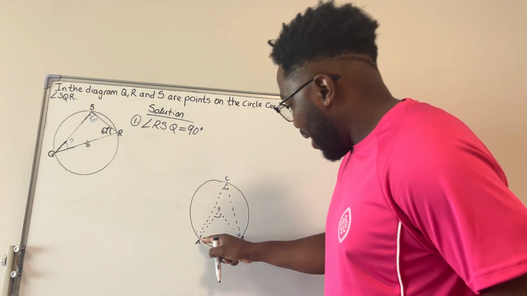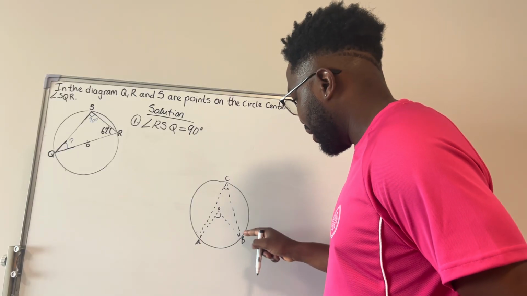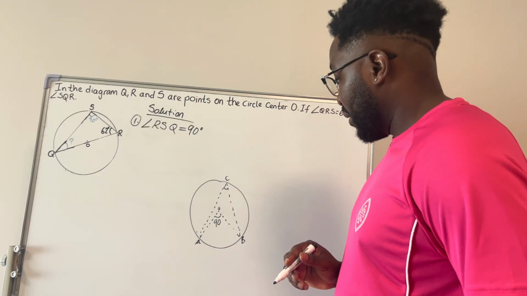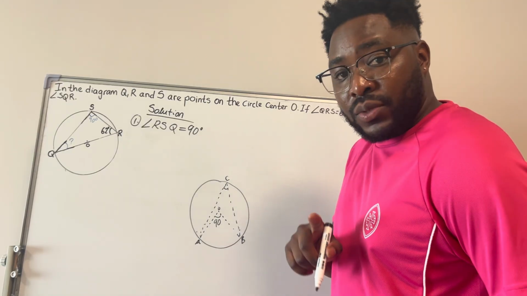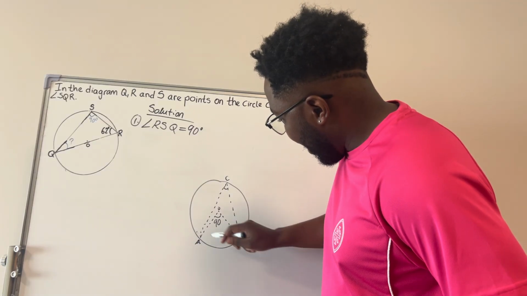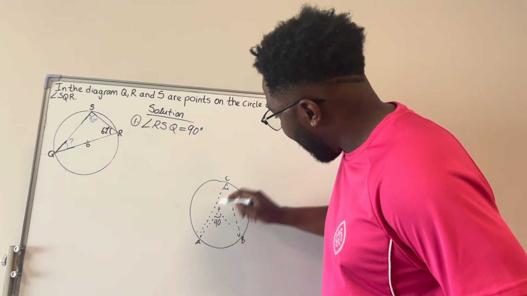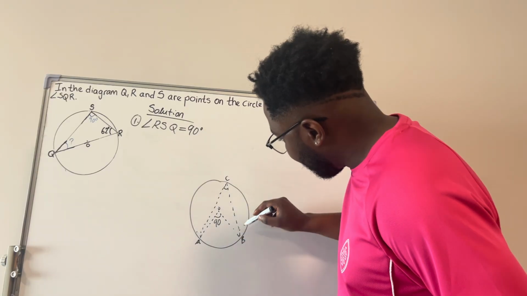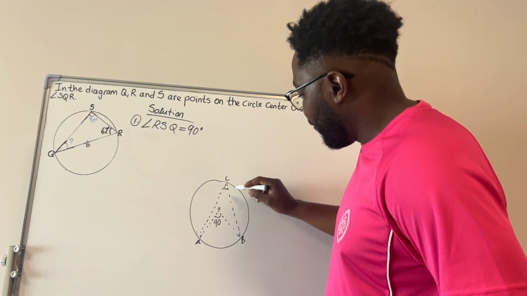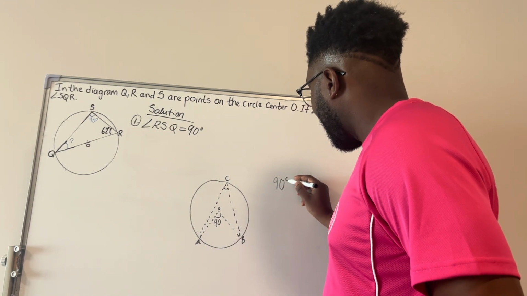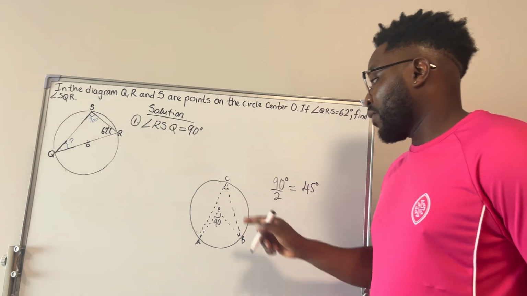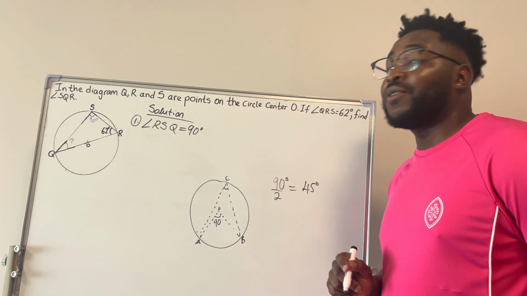So we have this arc over here, AB, and let's give the angle at the center as 90 degrees. Now according to the second theorem, the angle at the center subtended by an arc is twice the angle at the circumference subtended by the same arc. So for us to find angle C over here, all we have to do is divide 90 by 2, and that gives us 45 degrees. So this angle over here is 45 degrees.